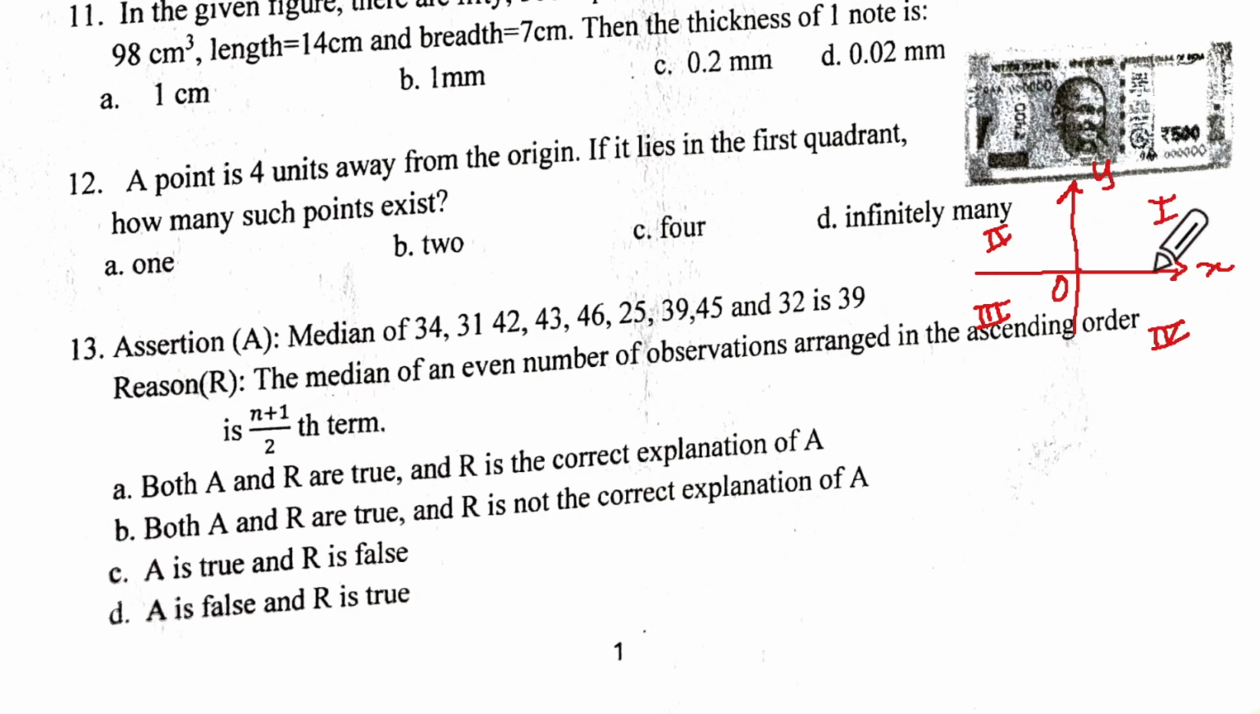Now they are saying that the point is 4 units away from the origin. From the origin, 4 units means it could be here, it could be here, it could be here, it could be here. Can you see that? It could be anywhere because it is 4 units from the origin.